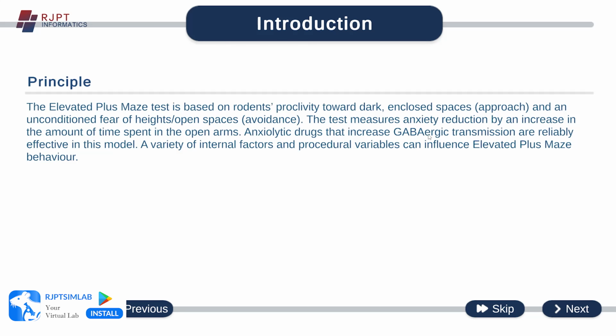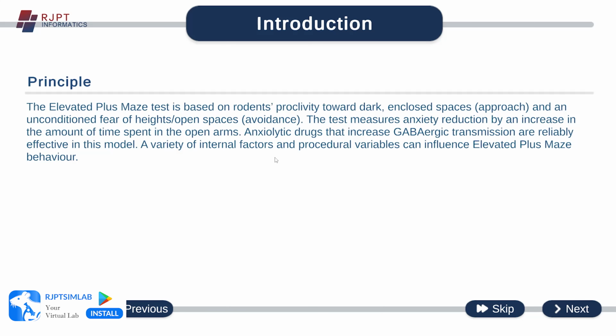So anxiolytic drugs increase the GABAergic transmission. GABAergic transmission is a neural pathway that uses the inhibitory neurotransmitter GABA to regulate neuron activity. So what does this mean? It means that the GABAergic pathway uses the inhibitory neurotransmitter GABA to regulate neuron activity. Anxiolytic drugs reduce neuron activity. That's why anxiety is decreased, and they are reliably effective in this model.